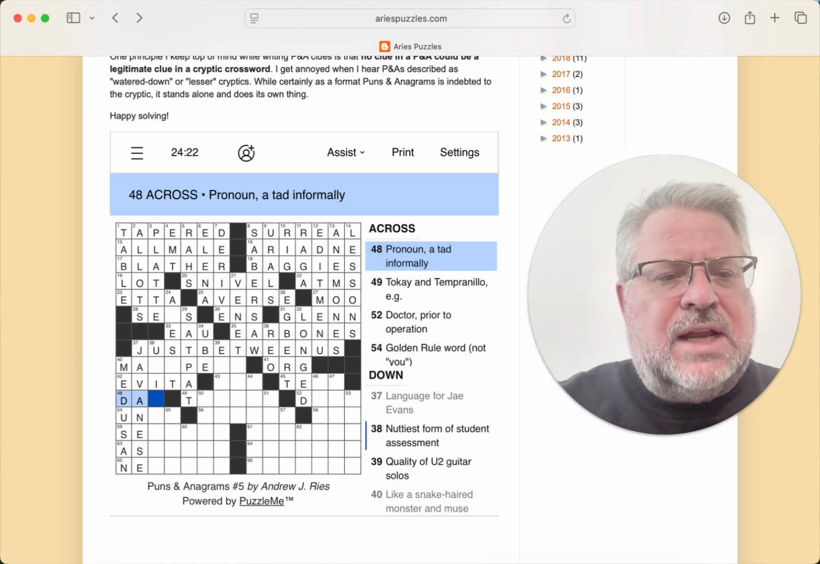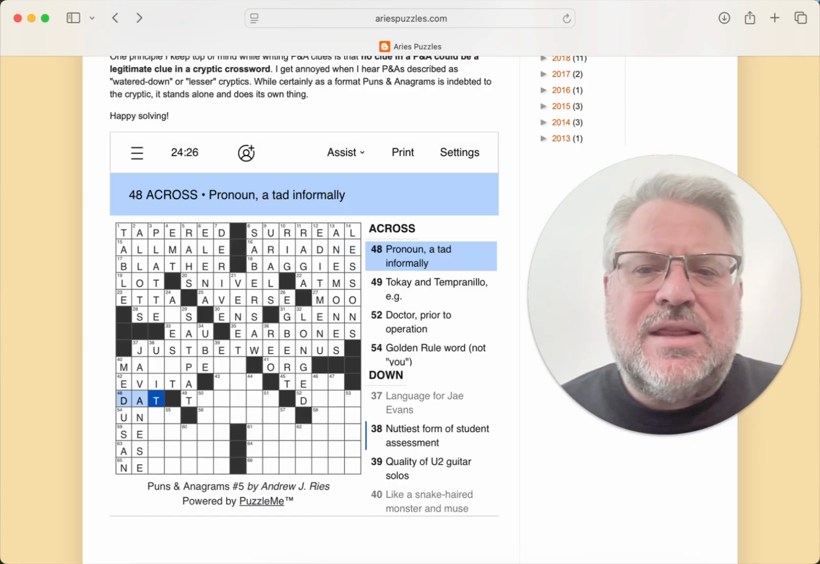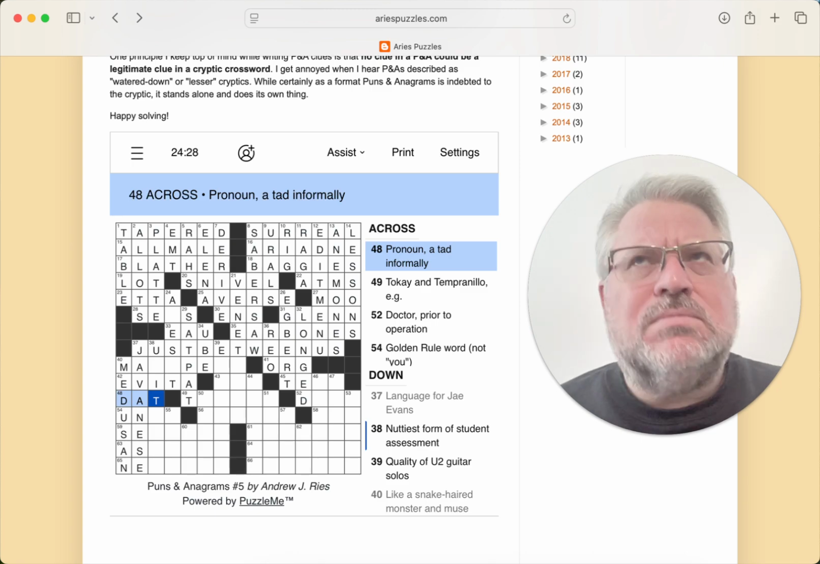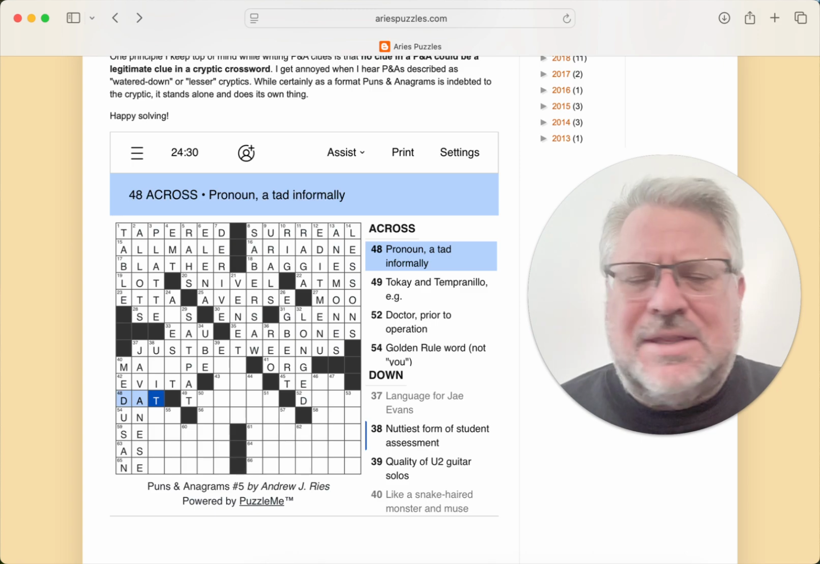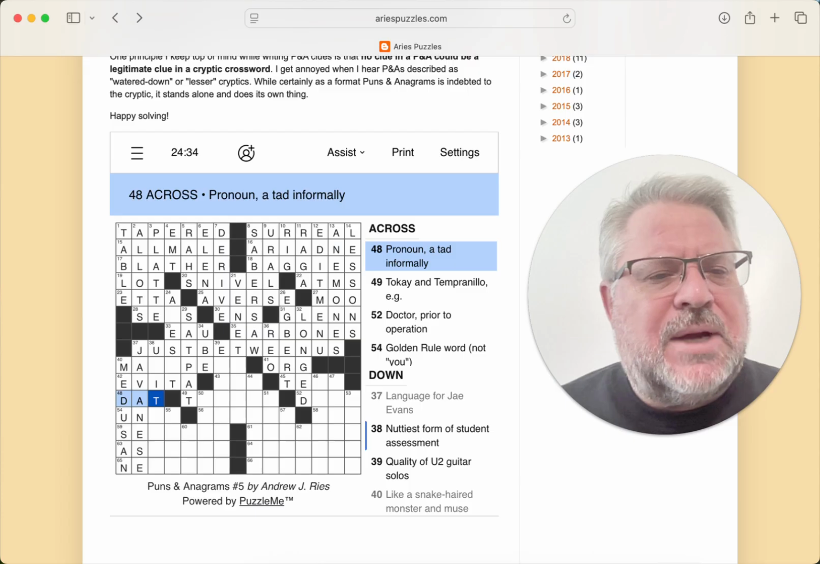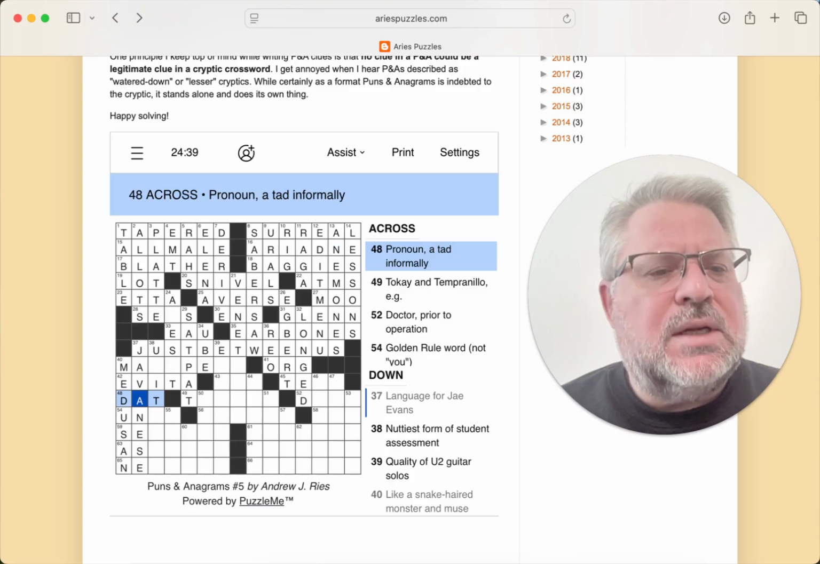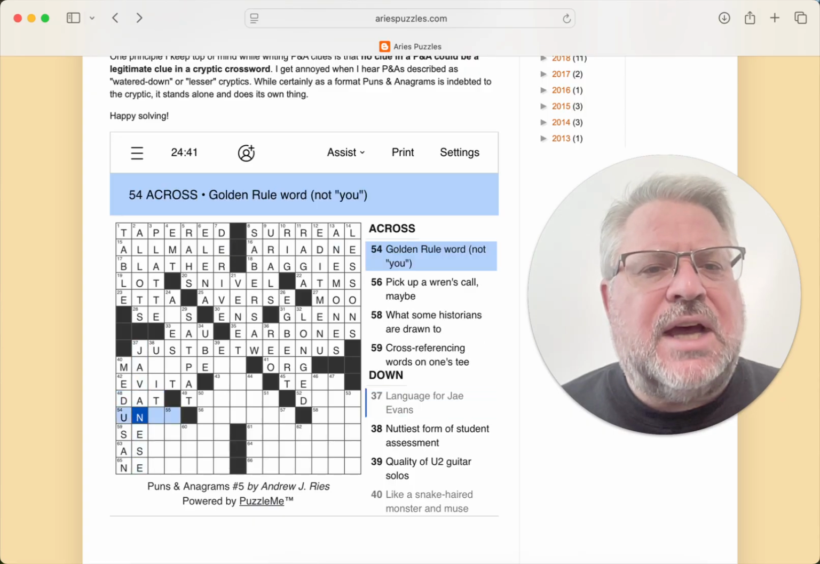Tad, we can anagram that to dat, which is kind of an informal way to say... is that a pronoun? Yeah, that's an object pronoun, I guess. It replaces whatever you're talking about. So dis and dat. Dat is a pronoun here, an informal one spelled as an anagram of tad.